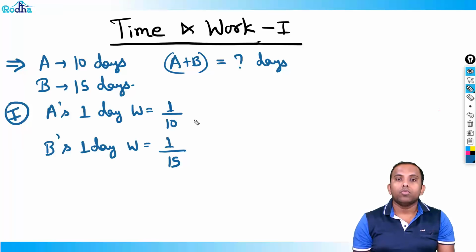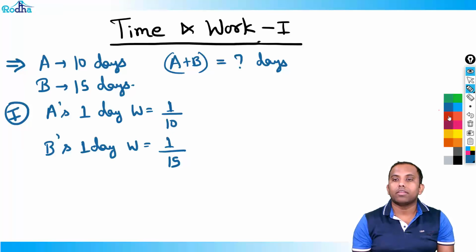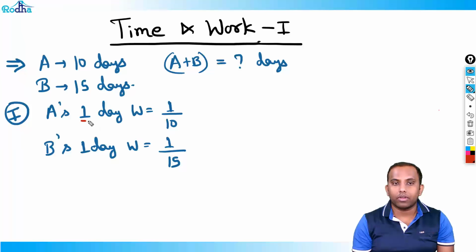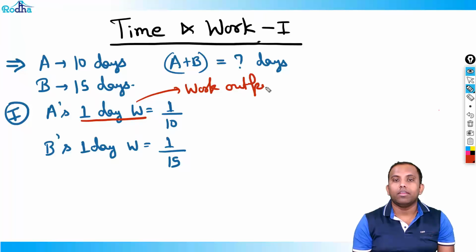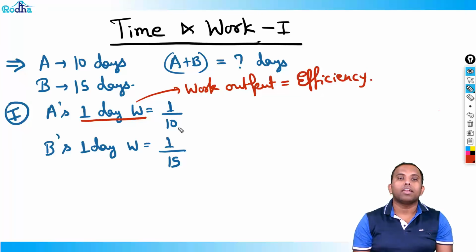So what is 1 day work? 1 day work is basically work output, which is called efficiency. So A's 1 day work is his work output. How much output will he give in 1 day? In 1 day he will do 1/10 of the work. B in 1 day will do 1/15 of the work.